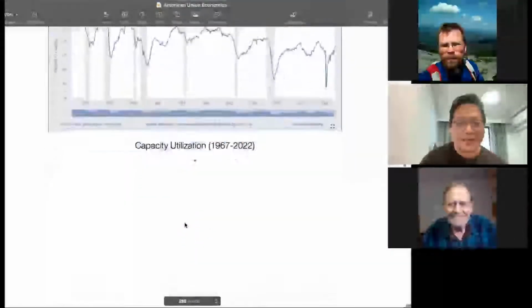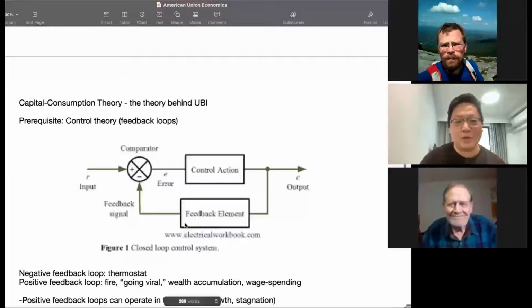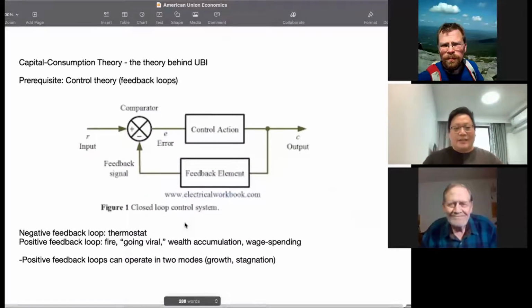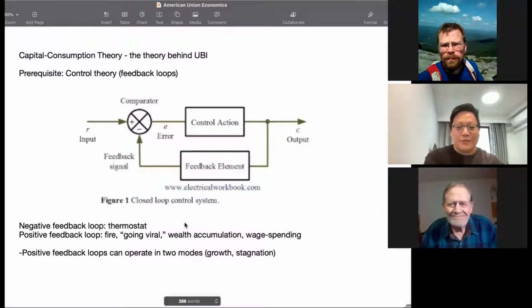Here, I would like to introduce capital consumption theory, which I would like to propose as the theory behind UBI. And I want to provide a little bit of prerequisite familiarity. One of the things that you'll need to understand this, but at a very basic level, is the idea of feedback loops. Feedback loops come from control theory in engineering. So the basic idea is you have some action which results in some result, but that result also feeds back and eventually causes either more action or less action.